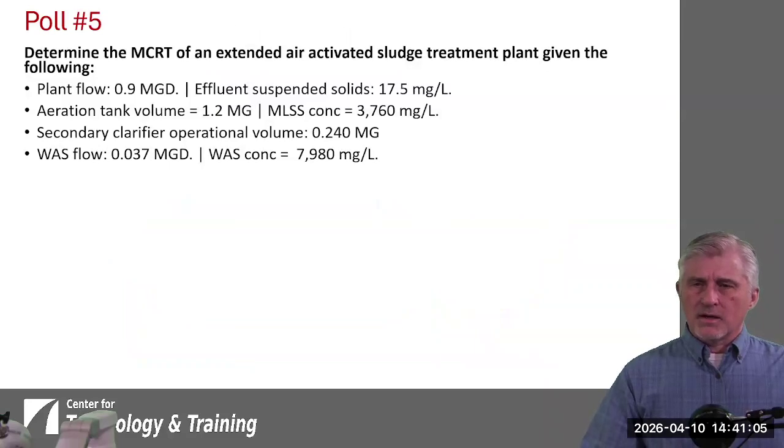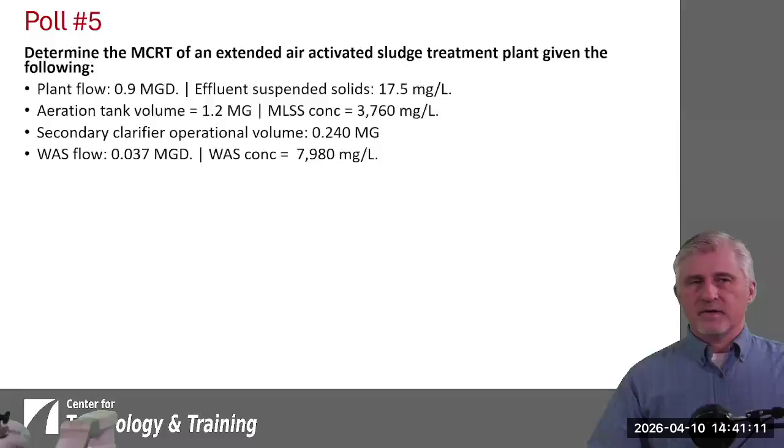So our next poll. Determine the mean cell residence time of an extended aeration activated sludge treatment plant given the following. We've got a plant flow of 0.9 million gallons per day. We've got an effluent suspended solids of 17.5 milligrams per liter, parts per million. Aeration tank volume of 1.2 MG.